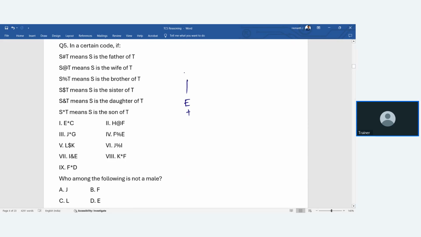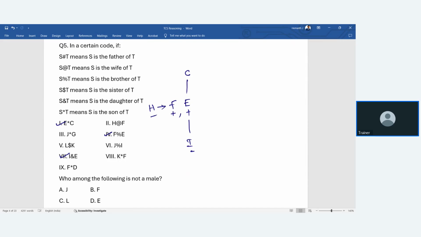E star C means E is son of C. H at the rate F. Okay, E and C fine, there is no connection. E is somewhere here. You have to go for those connections. Once E and C mapped, I have to go for the connection. F percentage E means F is brother of E. I and E means I is daughter of E. Okay, now one by one, now you connect. With this related H and F. H at the rate F means H is wife of F.